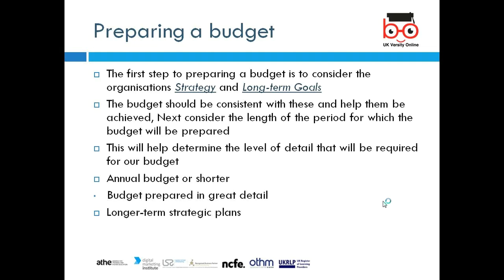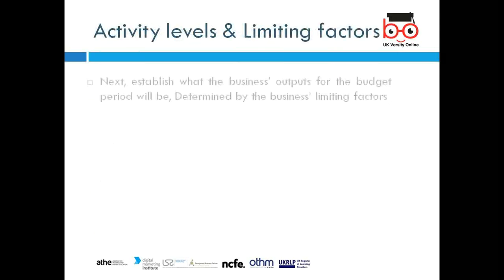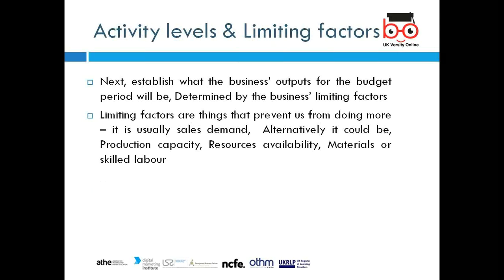It can be an annual budget or a shorter period budget, such as a 6-month budget. A budget for a short period is prepared in great detail, a longer one with a lower level of detail. Next, activity level and limiting factor.